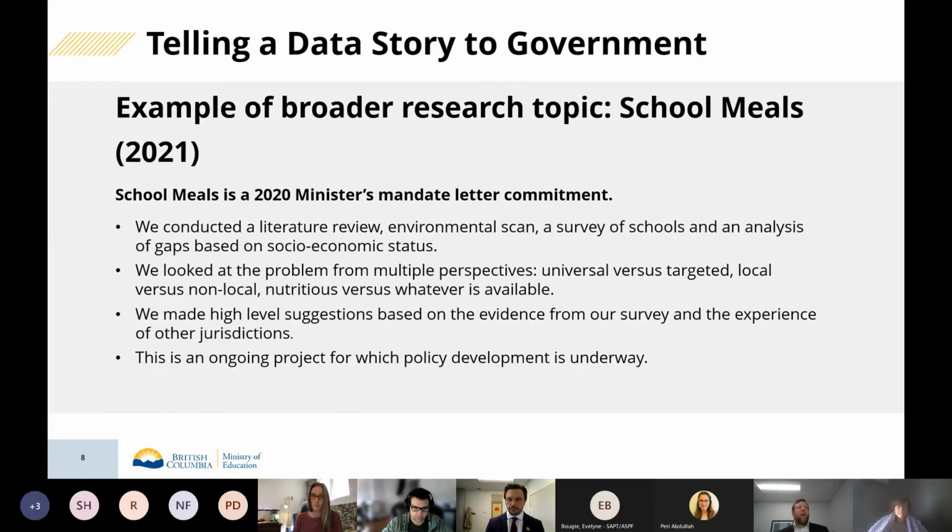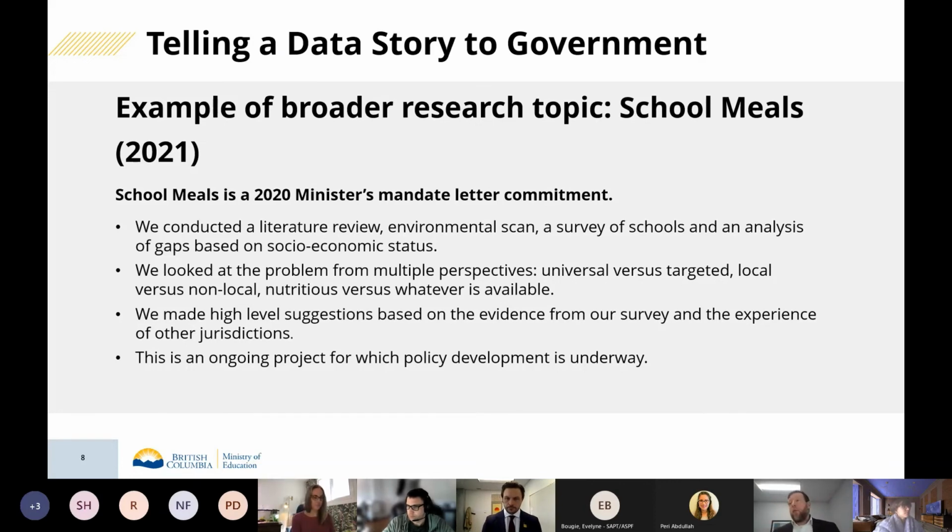One more, school meals. So school meals is a mandate letter commitment for our minister in 2020. And we were tasked with providing some evidence to guide the minister in how she meets that commitment. So we did a full-on literature review, environmental scan. We had a broad survey of schools. We asked every school in the province, what do you have? What don't you have in terms of providing meals? Because the province has a bit of a hodgepodge of meals programs, and people who provide them, whether it's in school or you have community groups and that sort of thing.